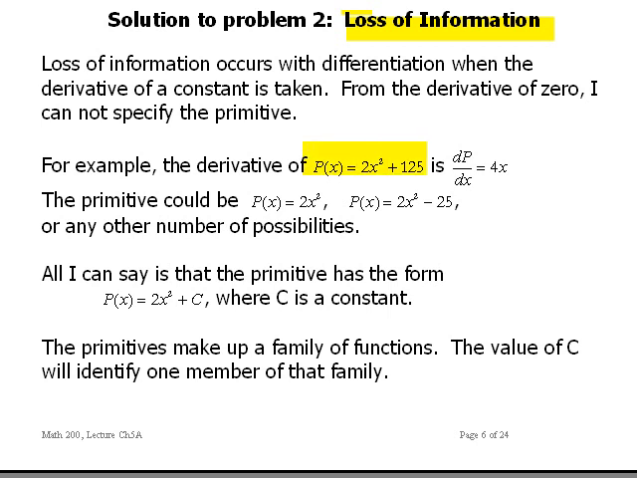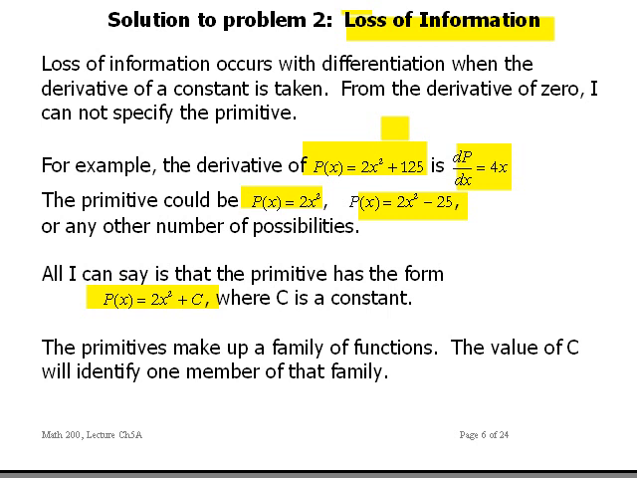Say, for differentiation, you have this function, 2x squared plus 125. If you take the derivative of it, its derivative is 4x. Now, what functions have the derivative 4x? Well, 2x squared does, 2x squared minus 25 does, 2x squared plus 125 does. In fact, all kinds of functions have it that have the form 2x squared plus a constant. This is what it means that taking the derivative caused loss of information. So all that I can really say is that the primitive has this form, 2x squared plus c, where c is some constant. These primitives, as you can see, make up a family of functions.